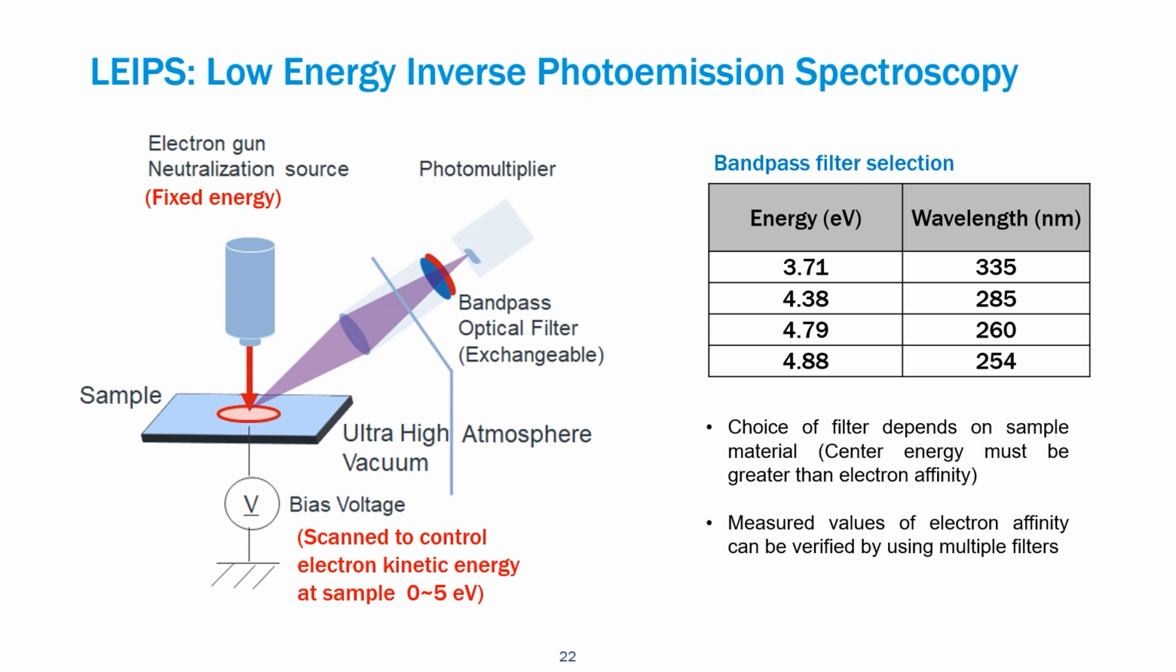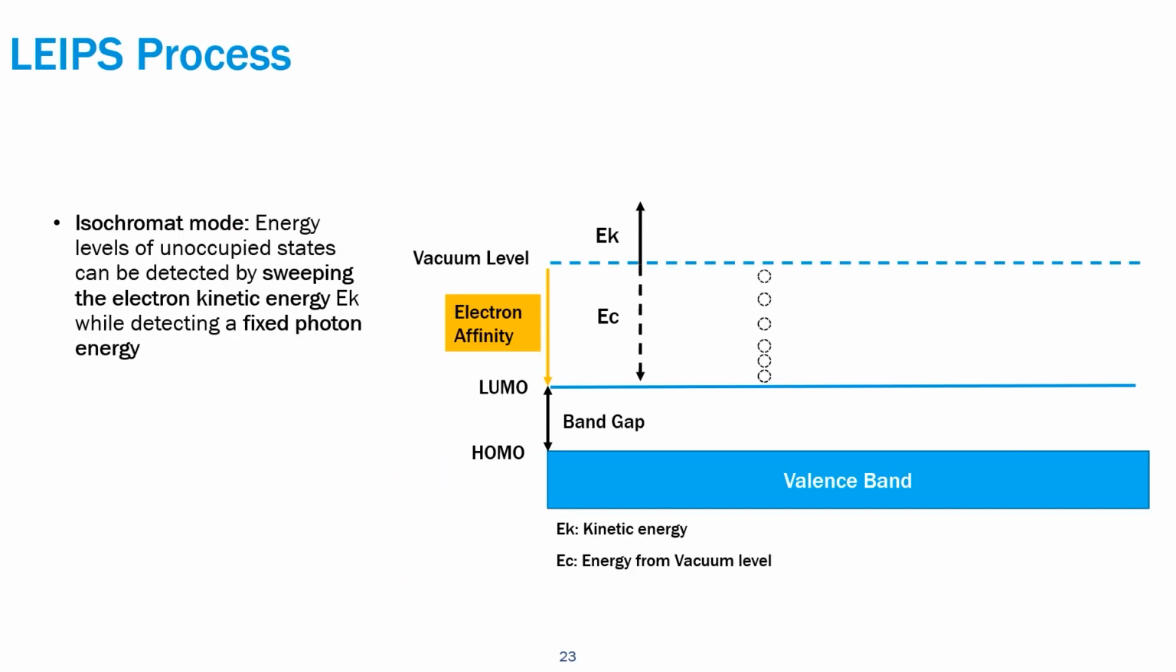And in LIPS, as the name would imply, we use the opposite of XPS, where instead of putting photons in and getting electrons out, we put electrons in and get photons out. The way the experiment works, this is a slide from the vendor here, Physical Electronics. We increase the energy of electrons that hit the sample surface, and we use a bandpass filter to let specific wavelengths of light through back to a photodetector. And so we measure these very, very low energy photons in a very lengthy experiment inside the instrument.